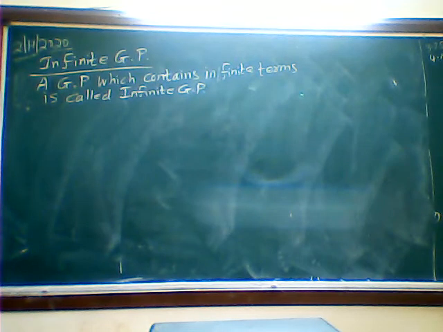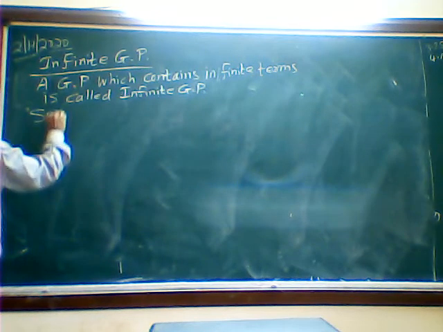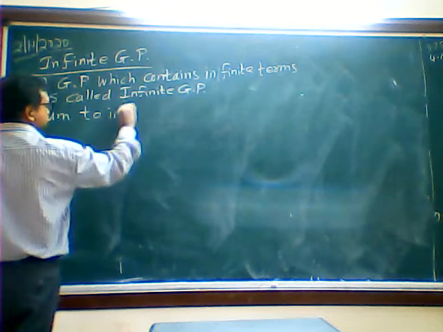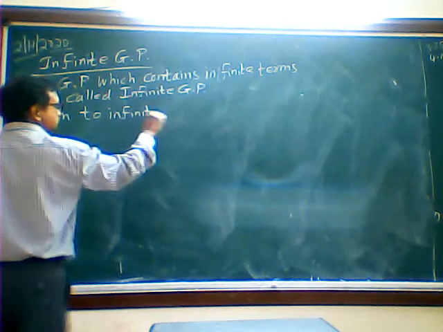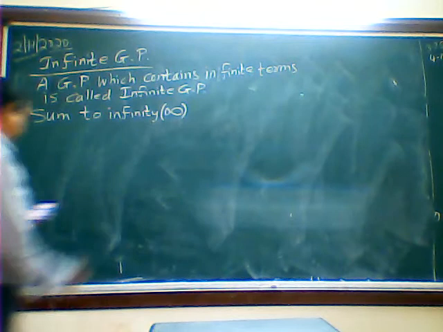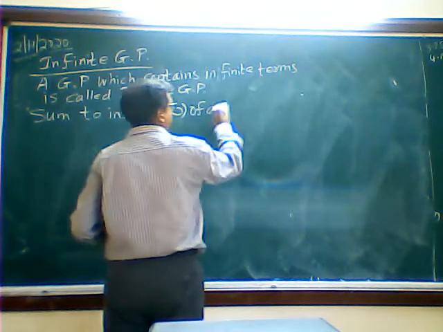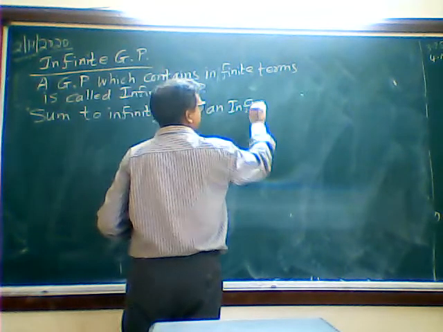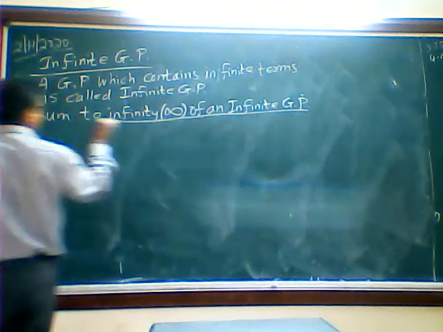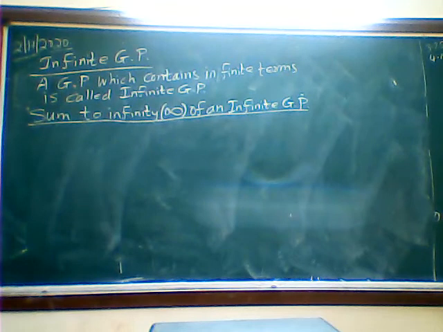Next, sum to infinity. Sum to infinity, in bracket the symbol is this infinity, of an infinite GP. Okay. Sum to infinity in bracket the infinity symbol of an infinite GP. Okay. The solution will be what here?